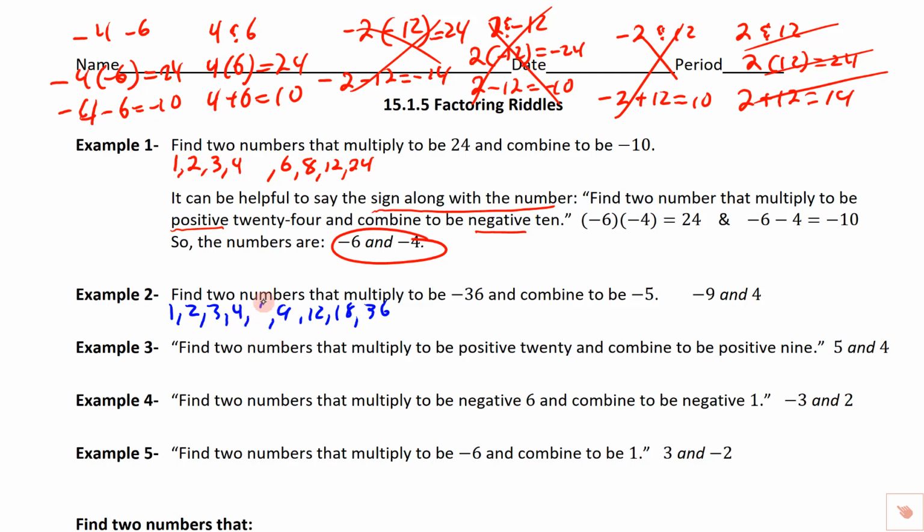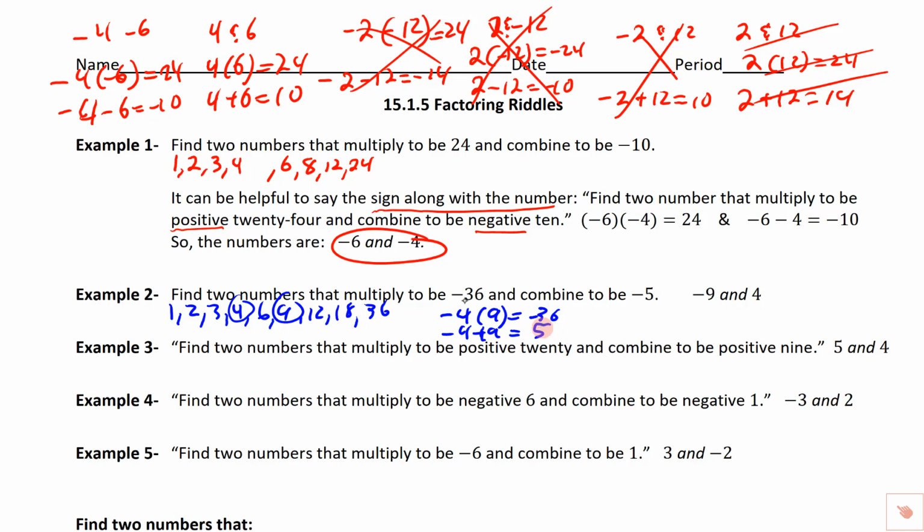The only one that would be in the middle is 6 and 6. So let's try this group right here. Let's try 4 and 9 because they multiply to be 36, and somehow we could get them to combine to be 5. Now, they need to multiply to be a negative and combine to be a negative. So let's try negative 4 and positive 9. That would be negative 36, and then negative 4 plus 9, that's going to be 5. So they multiply to be the right thing, and they combine to be the right number, just the wrong sign.